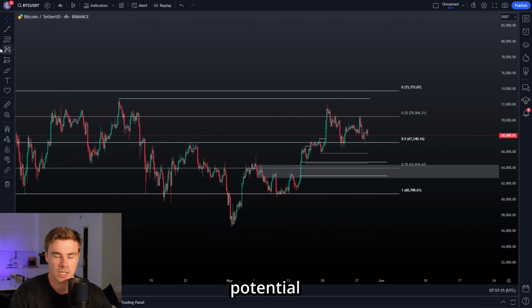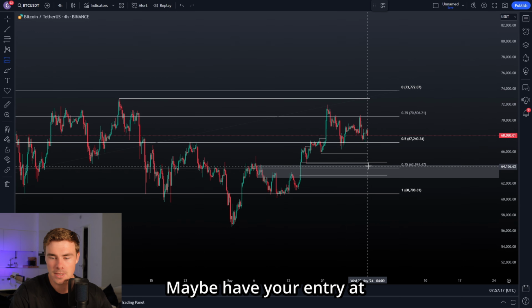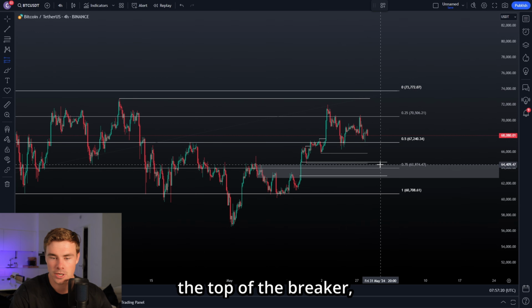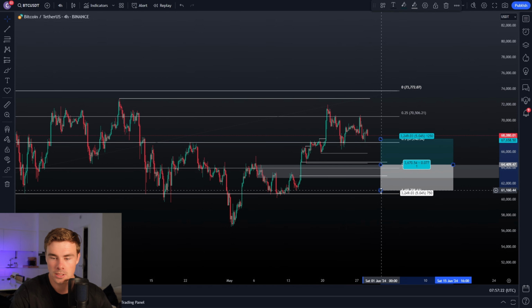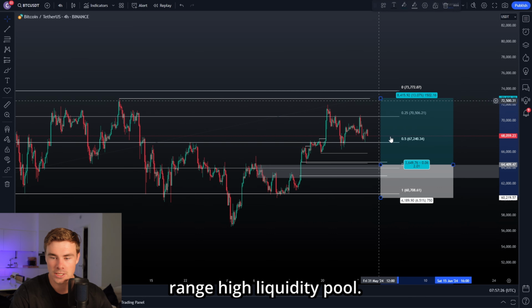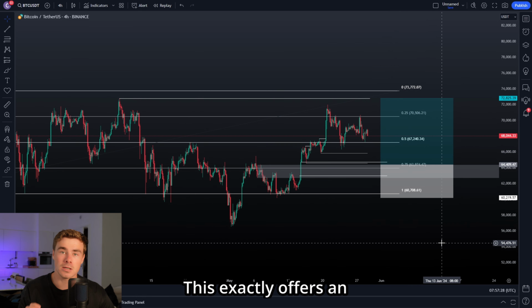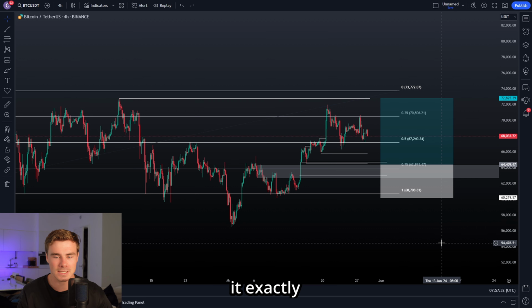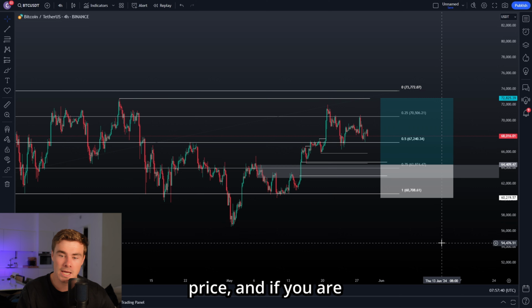Now, what would that potential setup look like? Maybe have your entry at the top of the breaker, at the sweep of that liquidity, stop loss beneath the low of wave 2, and as our main target, the range high liquidity pool. This exactly offers an RR of 2 as well. Is it a coincidence that it exactly offers an RR of 2? I don't know. It might be, it might not be. I think that this is a beautiful potential setup that is being developed on the Bitcoin price. And if you're going to get a dip like this, I'm looking to accumulate more longs to my current swing long.